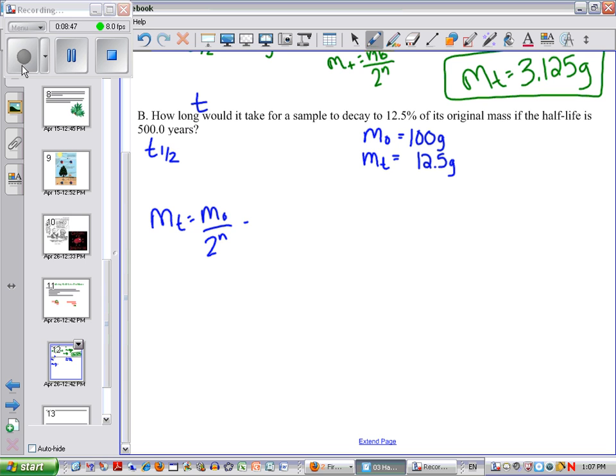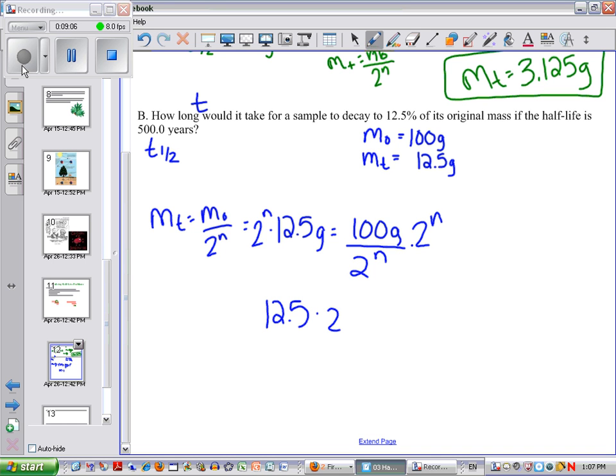And so my M_t is 12.5 grams. My M_o is 100 grams over 2 to the n. n is my unknown variable. It's in the denominator. Whenever you have an unknown in the denominator, get it out of there. Times 2 to the n, times 2 to the n. So I got 12.5 times 2 to the n equals 100. We're trying to isolate that n.